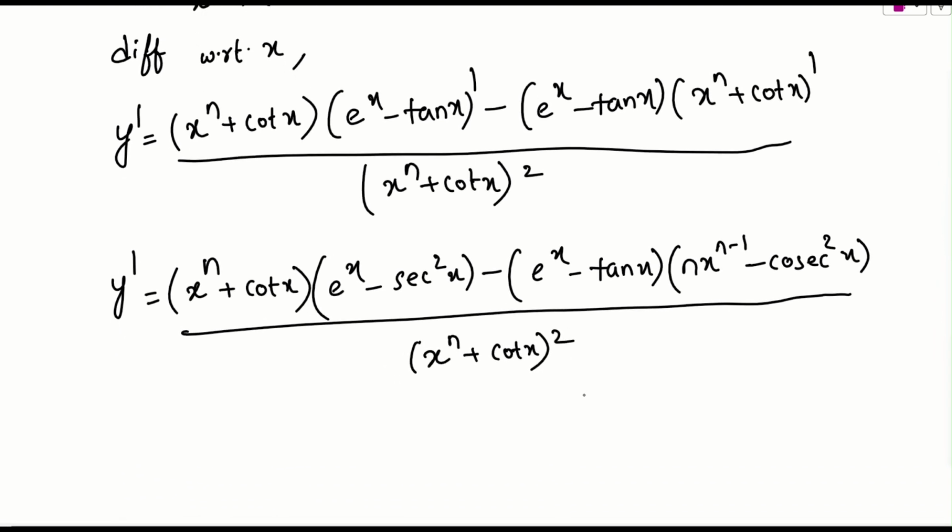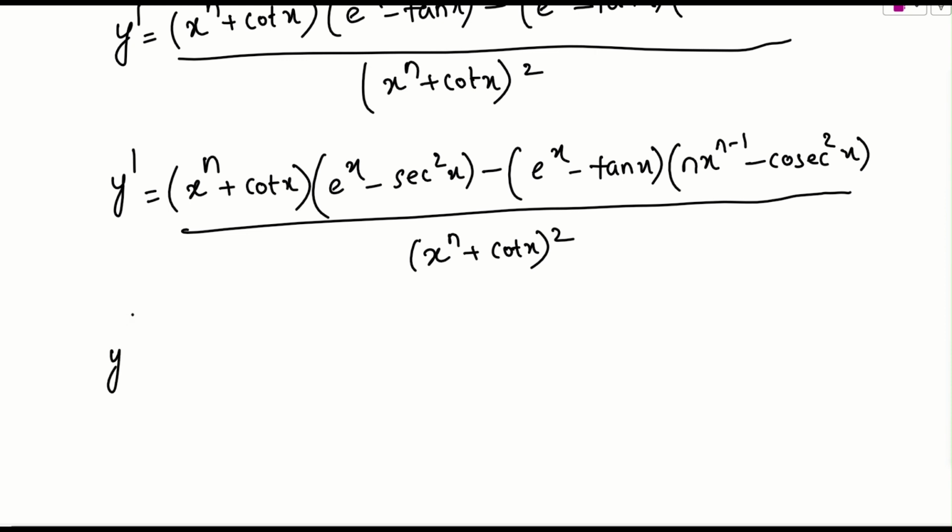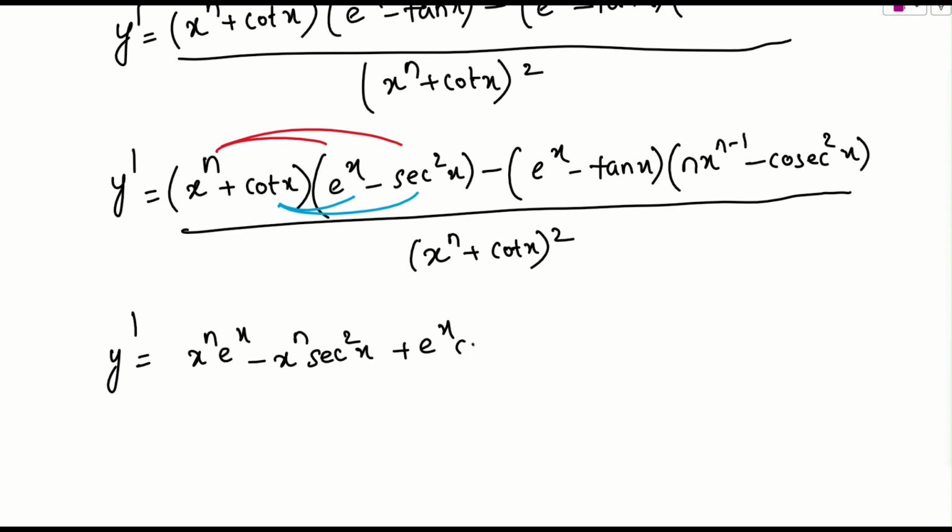So what should we do? If you want, you can simply multiply. If not, you can stop up to here. Okay, so let us multiply. Let us see what we will be getting. What is y'? x^n e^x minus x^n sec² x. What I have done simply, the first term I'll be multiplying with these two. Product of two binomials. So now what I will do, I'll multiply this with this and this with this. Is it okay? So what it will be? Plus e^x cot x minus cot x sec² x.